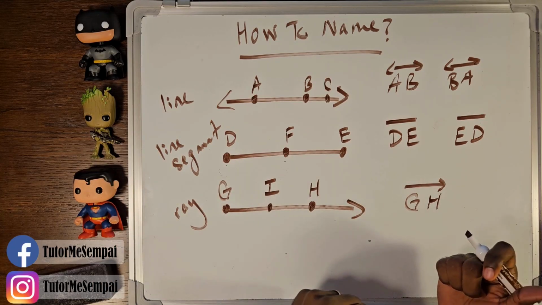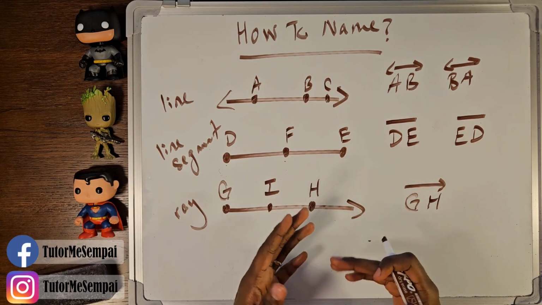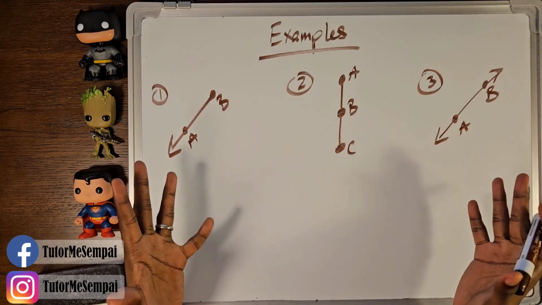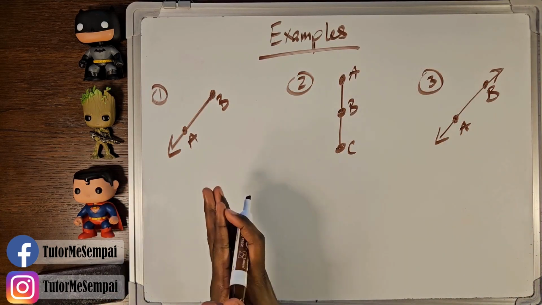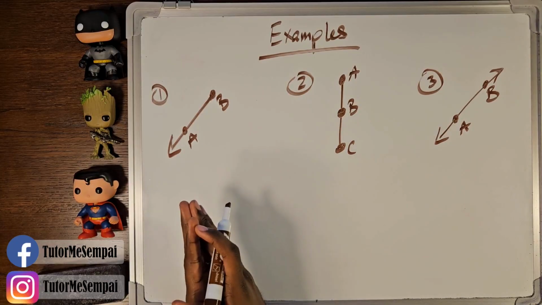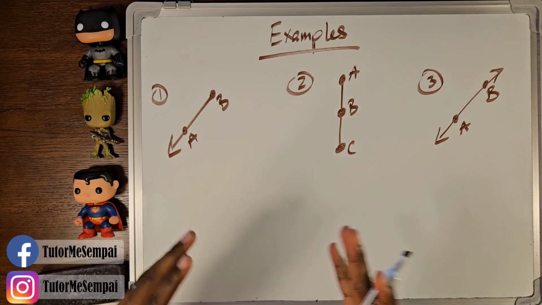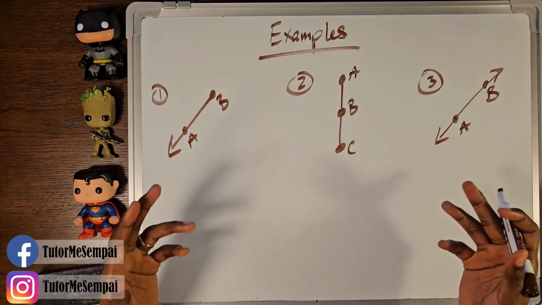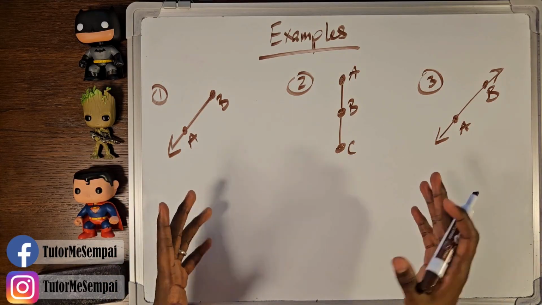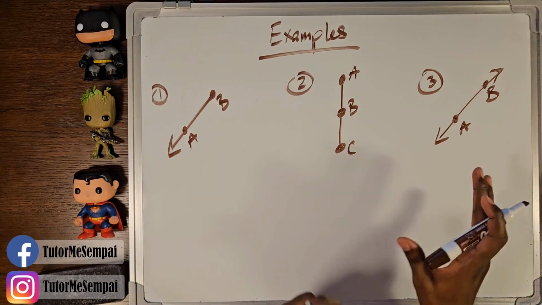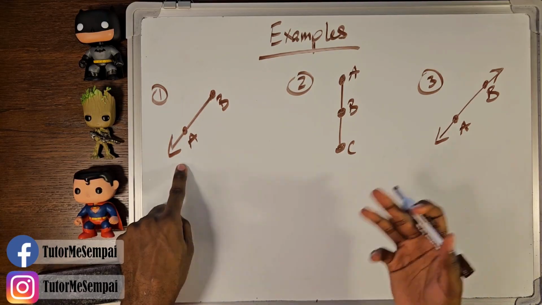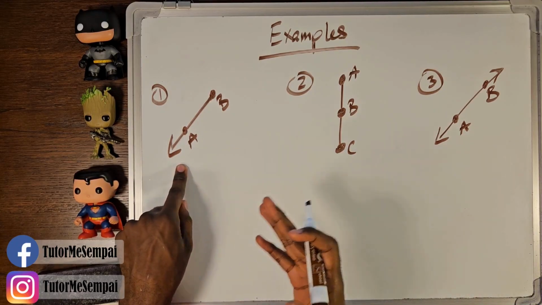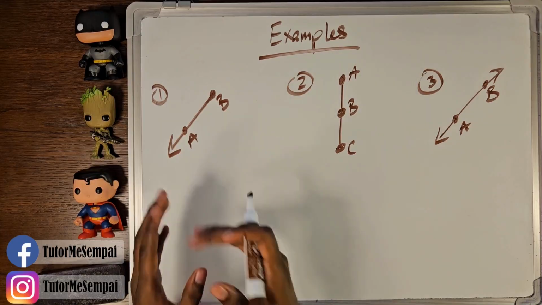Let's move on to our next section, which will cover a few examples to give you a little bit more practice. For these examples, I want us to name all the lines, line segments, and rays that we see. Try to find all the names that you can possibly think of that would cover what we have here. So we're going to start with number 1. What do we have for number 1? How do we name this?